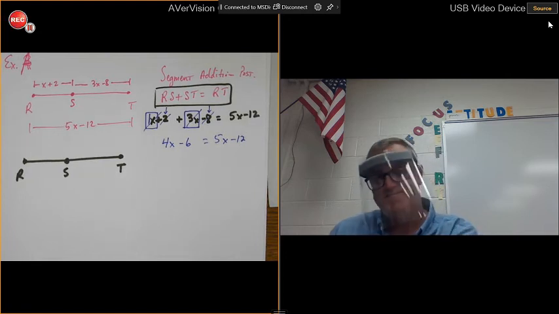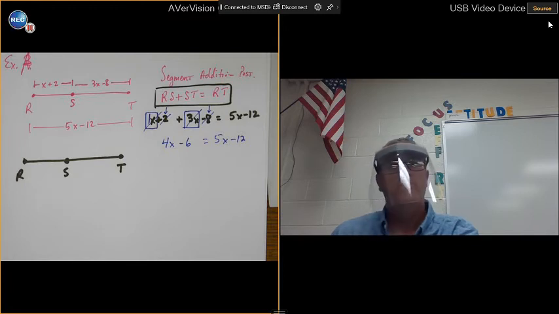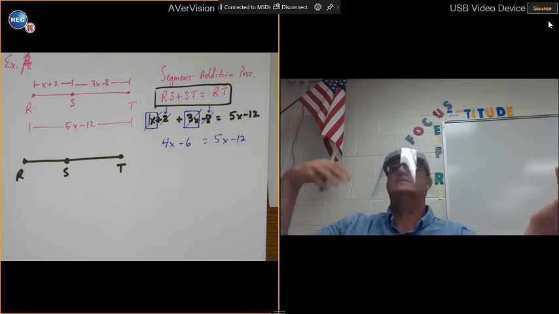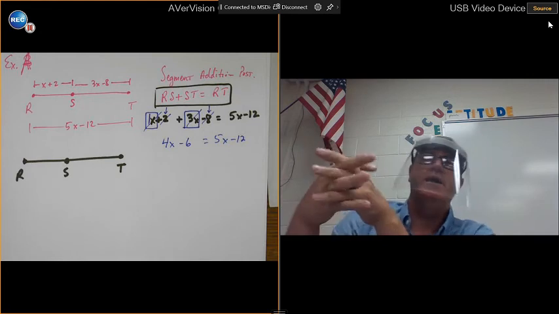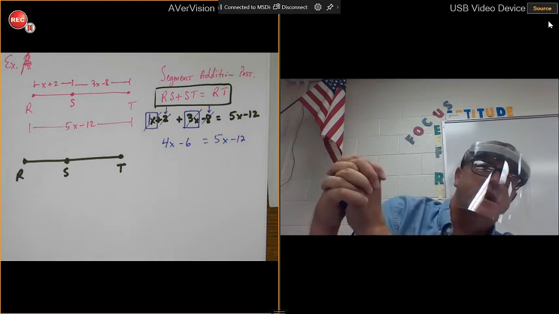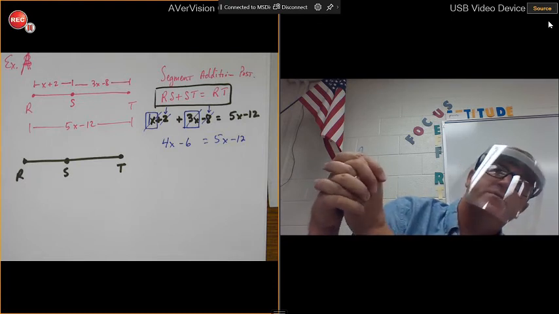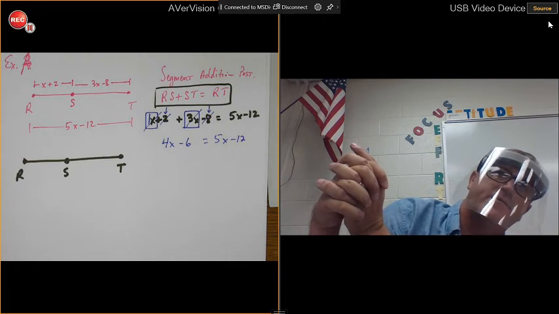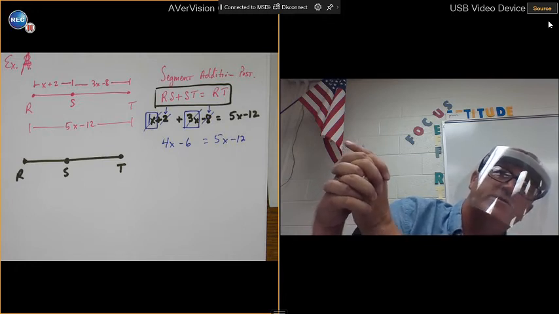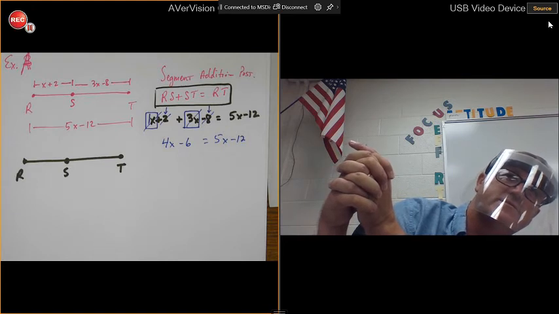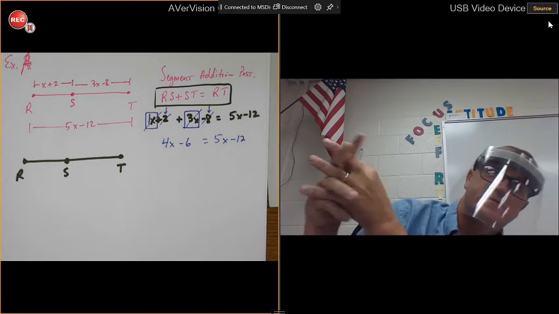Michaela, what would you do next? No. We got to get the x's on the same side. So anytime you've got an x on one side and an x on another side, you have to get the x's combined first. Okay? So since I have 4x on the left and 5x on the right, do you want to subtract 4x or do you want to subtract 5x? It does not matter. I personally would probably choose to subtract 4x. Does that make sense?